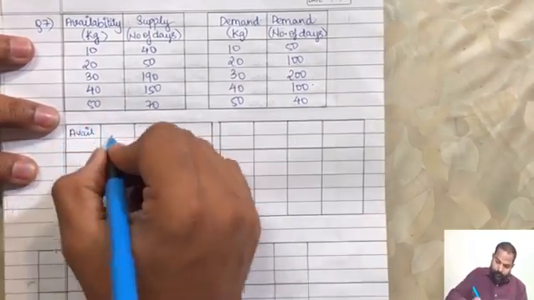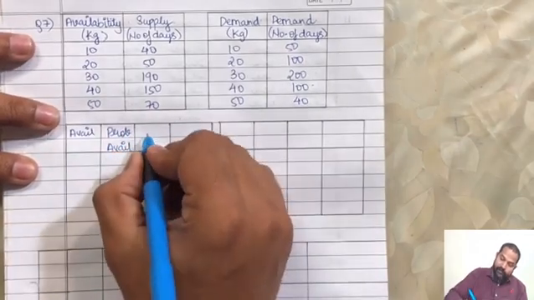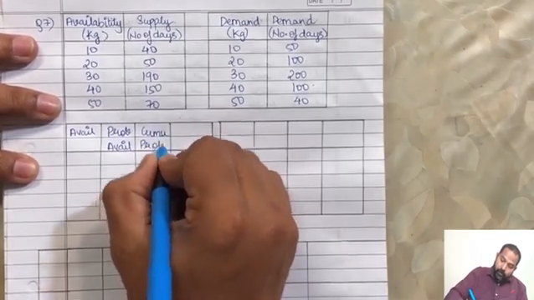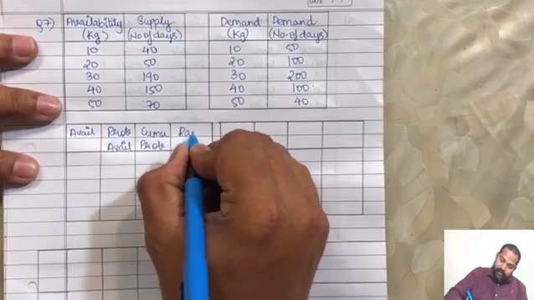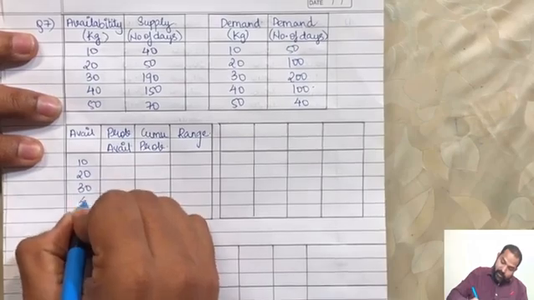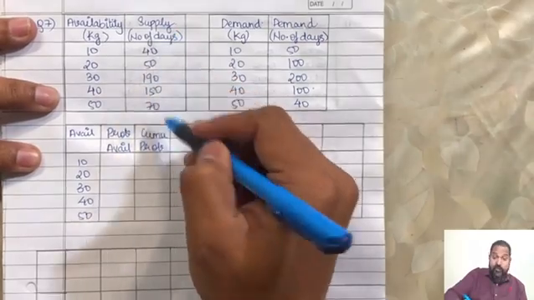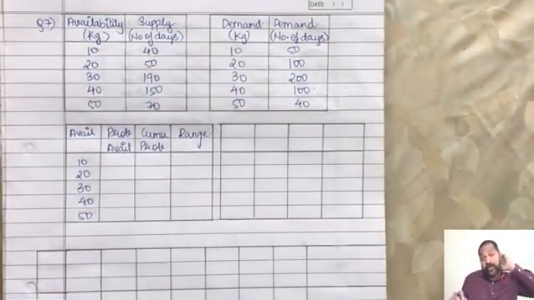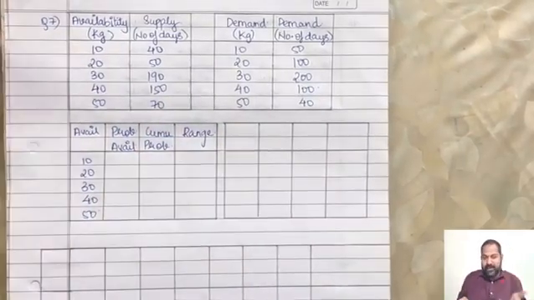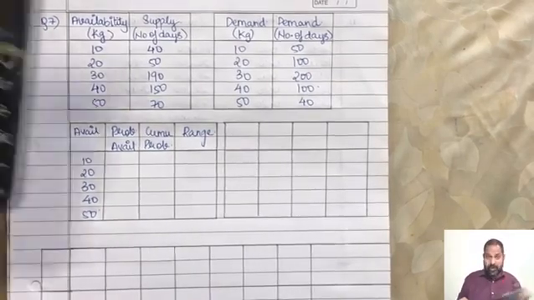Availability, probability of that availability, cumulative probability and range. So 10, 20, 30, 40, 50. I have to change the frequency to probability. How do you do that? Take a total and then divide every value by that. They have already said that it's for 500 days, no? So this total has to be 500. But let's just be sure once again.